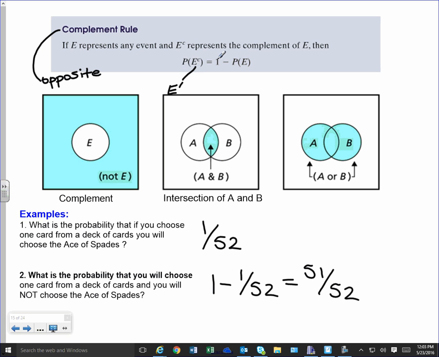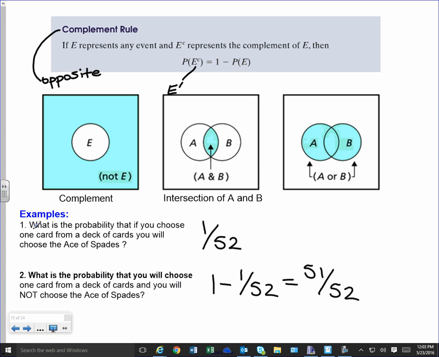So you can subtract from 1 because we know in our probability models, the sample space, all the events have to add to 1, right? So if the probability of E is here, if we subtract it from 1, that's going to be everything that's not in E, right? So that's how we get that.